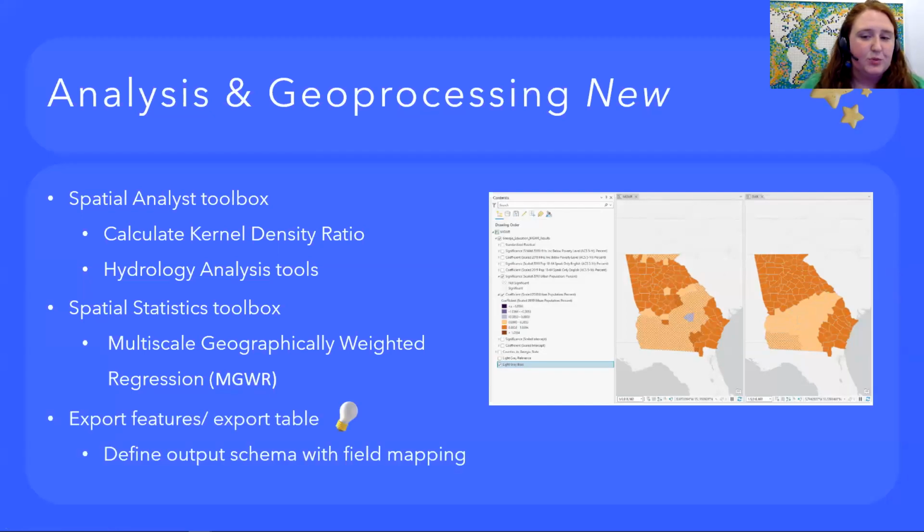And finally, the Export Features and Export Table geoprocessing tools give you more control over the schema of your data. You can change field order, data type, and row order for your output data sets, just giving you a little bit more option to have control over your features.